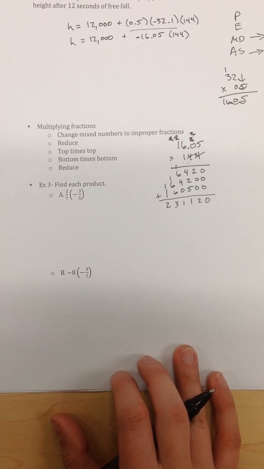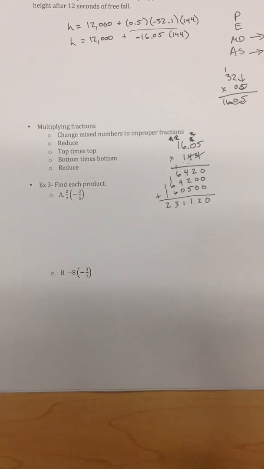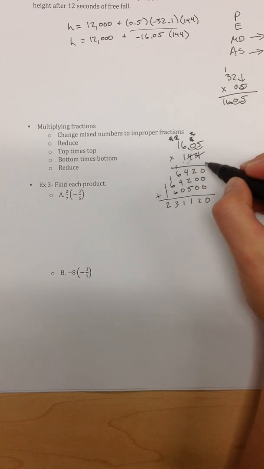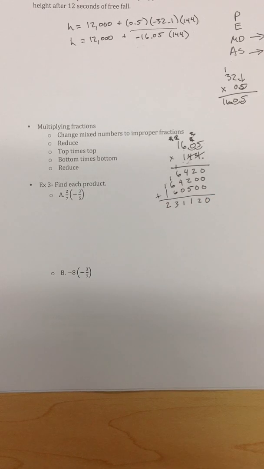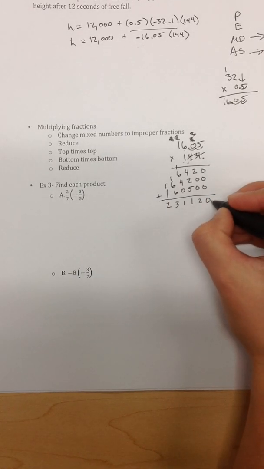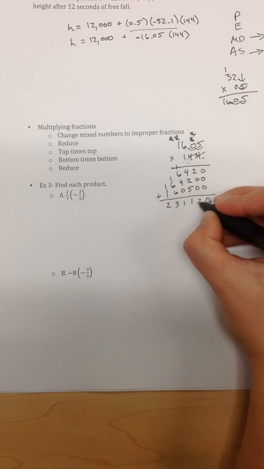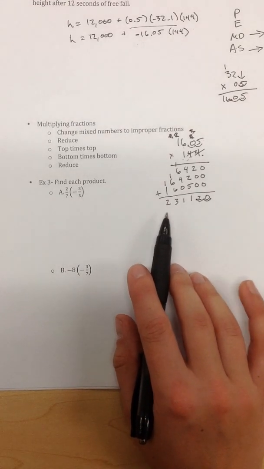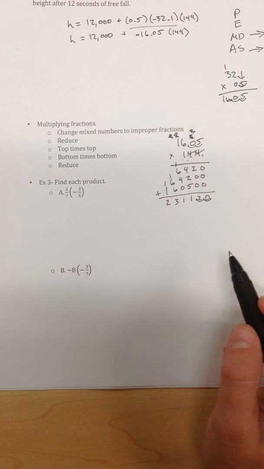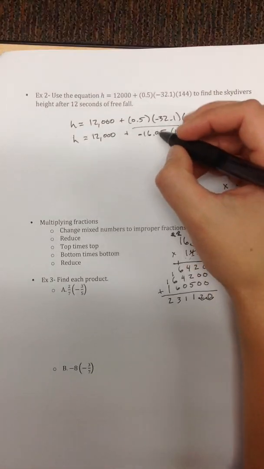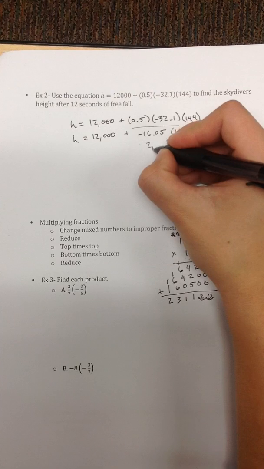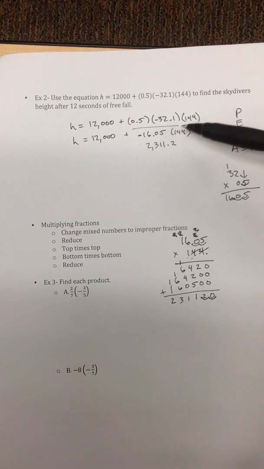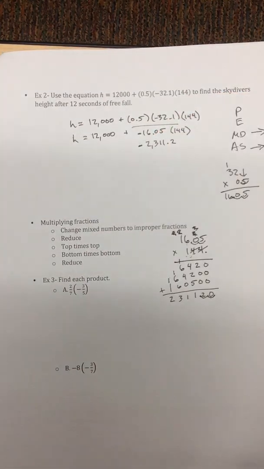So I got a big number there, but then I also have to count my decimal places, which in this case I've got 0.05, so I'm going to go 1, 2 places there. This was 144, so there's no decimal places there, so I'm just going to go over 2 places. So my decimal's there, I'm going to go 1, 2. So my number I'm going to have here is going to be 2,311.20, or just 2,311.2. So I'm going to write that back up here in my problem. So 2,311.2. And then since I took a negative times a positive, that'll be a negative.